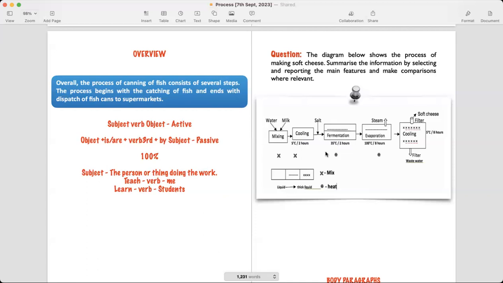When you don't know the subject, how will you make an active sentence? Active sentence starts with what? Subject. And we don't know the subject. We can't even start the sentence. How will we make the sentence?